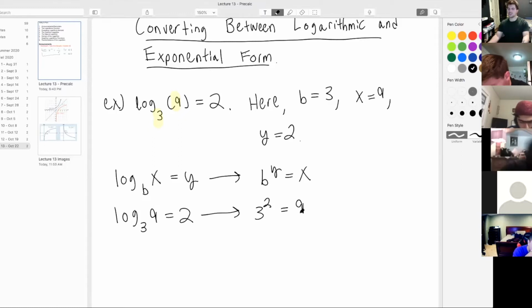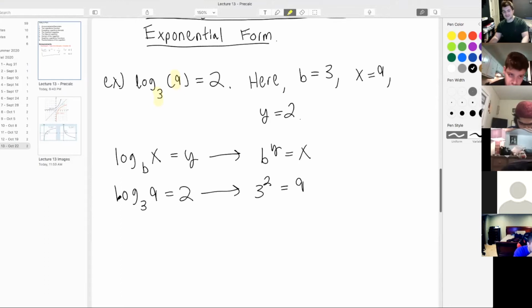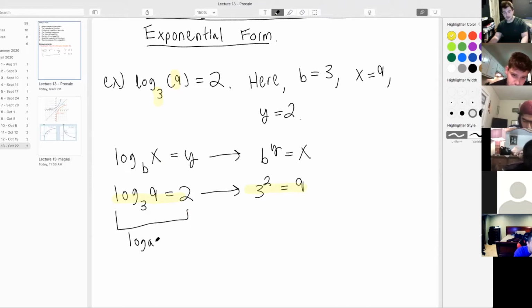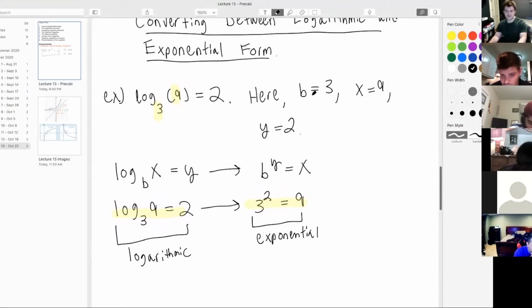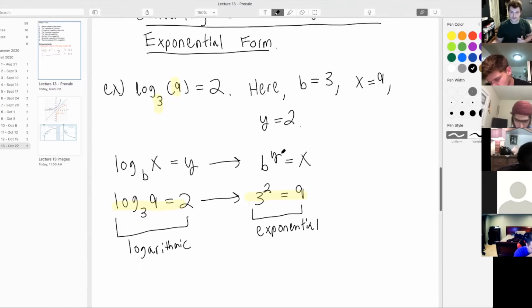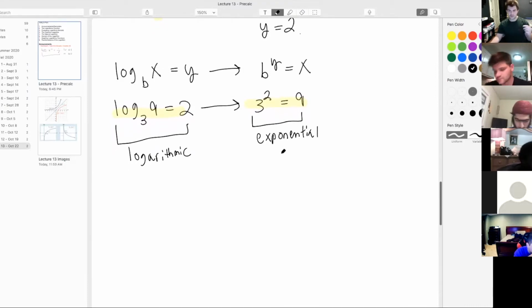Any questions how I went from this left side to the right side, which is exponential form? We started with logarithmic and we went to exponential. When you do this on the homework, you do not need to be this explicit with writing b is this, x is that, y is that. I'm just doing it because we're first introducing this concept. All right, so let's do some more. Let's really try and get this solidified.